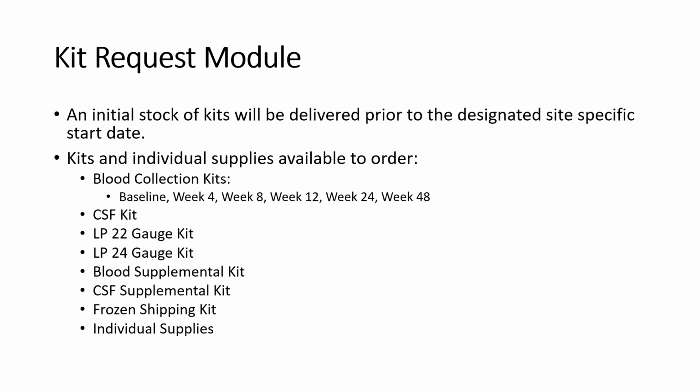An initial stock of kits will be delivered to sites prior to your designated start date. Kits and individual supplies are then available to order from our kit request module after that. The supplies that you can order on our kit request module are the blood collection kits for baseline, week 4, week 8, week 12, week 24, and 48. A CSF kit, in which you can choose the LP tray of 22 or 24 gauge, a blood supplemental kit, a CSF supplemental kit, the frozen shipping kit, and individual supplies.